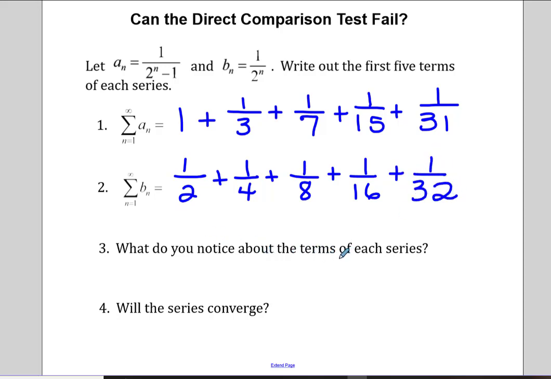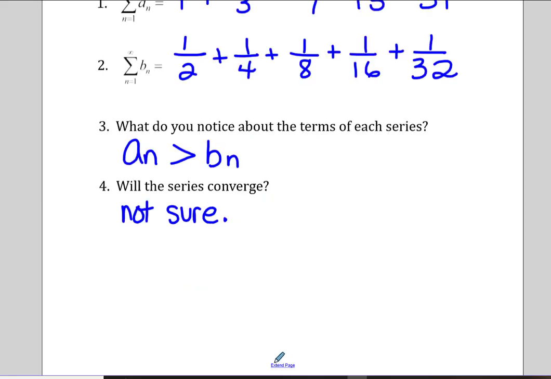So what do you notice about the terms of each series? It looks like the a sub n terms are greater than the b sub n terms. And will the series converge? Well, you can't really be sure, because as we get out here, they're kind of similar, aren't they? So this is a not really sure. The terms are similar.